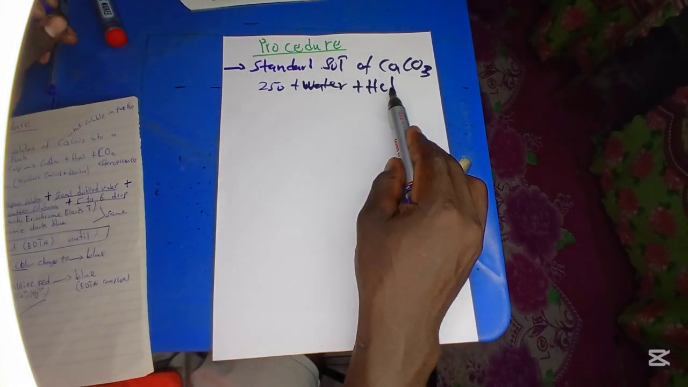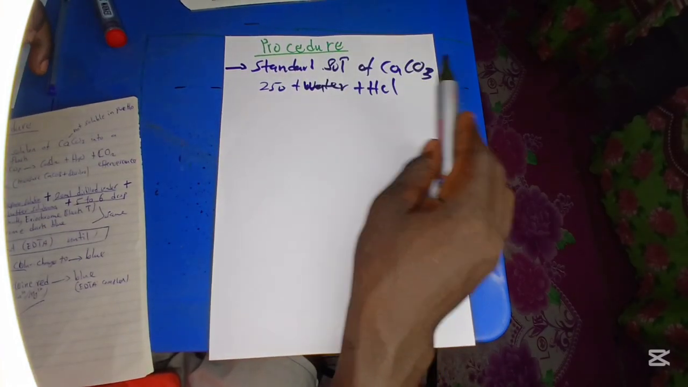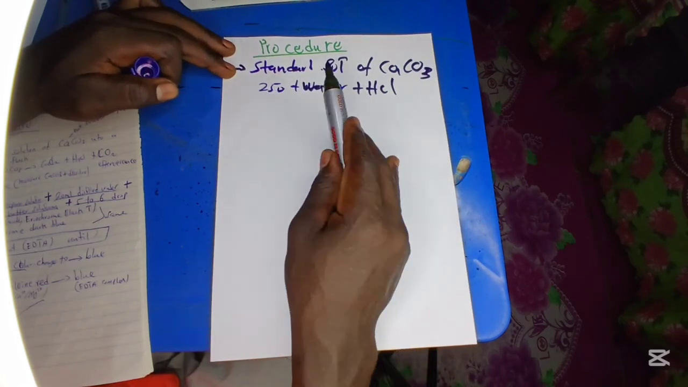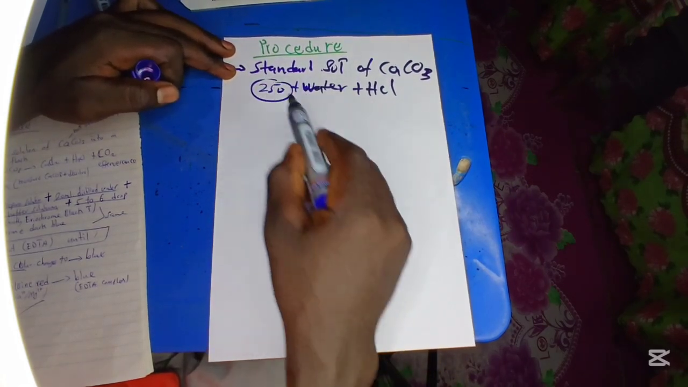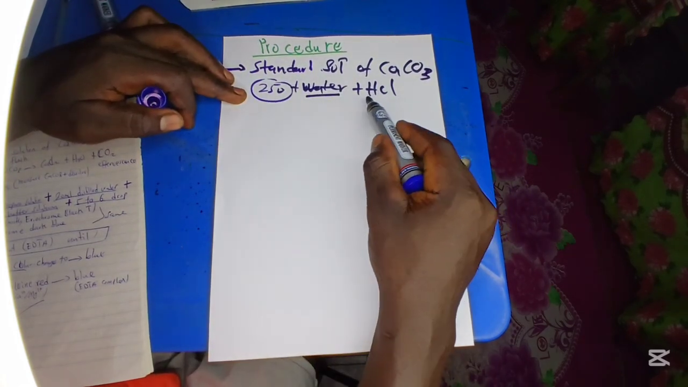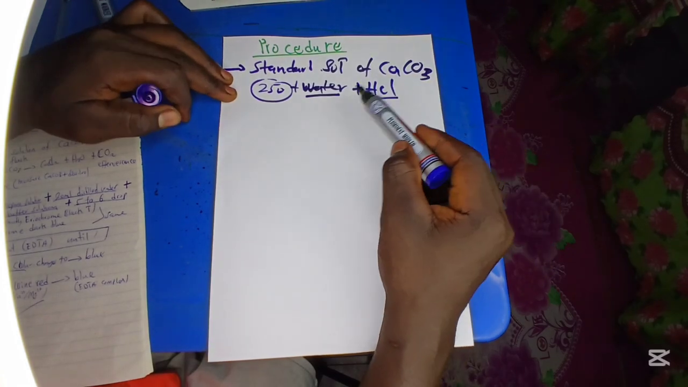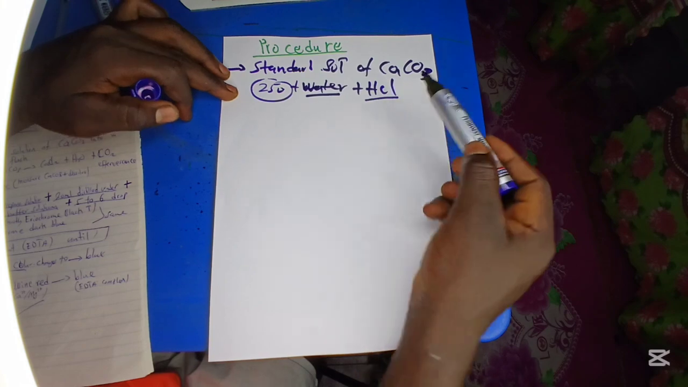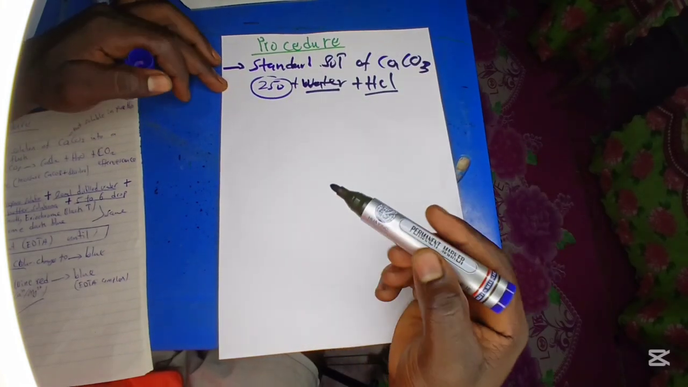Why are we adding HCl to it? Because, mind you, this is the process of forming our standard solution. So we dissolve our calcium carbonate in water, and we add HCl to it. Calcium carbonate normally is not all that soluble in water, so we have to add HCl to aid in dissolution.